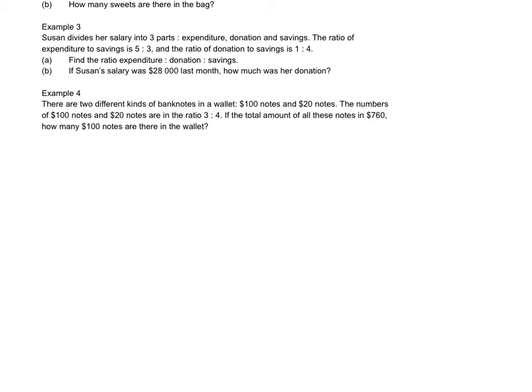Okay, let's look at example 3. Susan divides her salary into 3 parts: expenditure, donation, and savings. The ratio of expenditure to saving is 5 to 3. Donation to saving is 1 to 4. We want to find the ratio of expenditure, donation, and savings. That means from a 2-term ratio to a 3-term ratio.